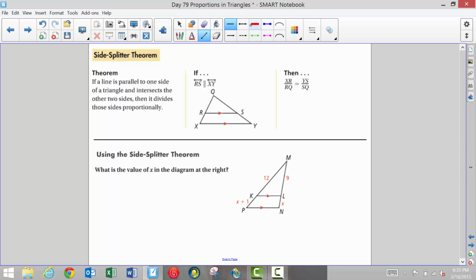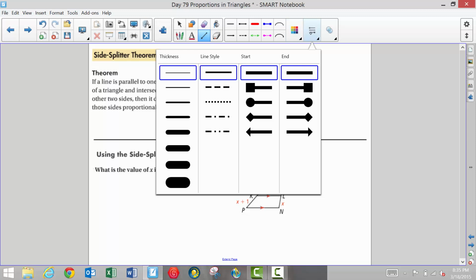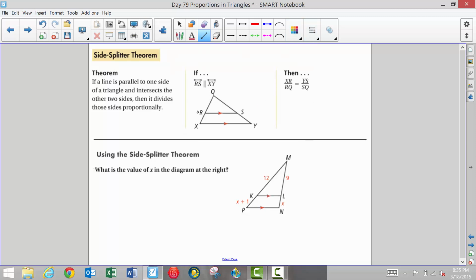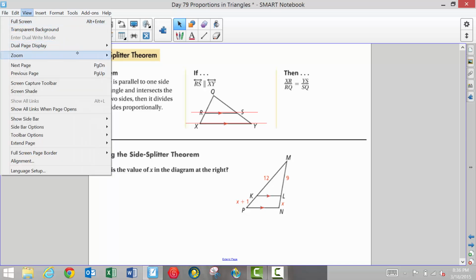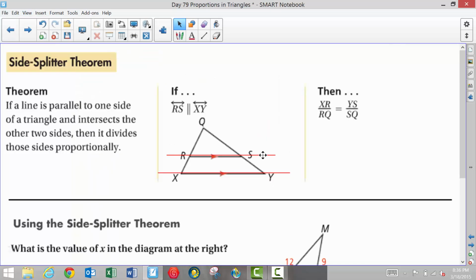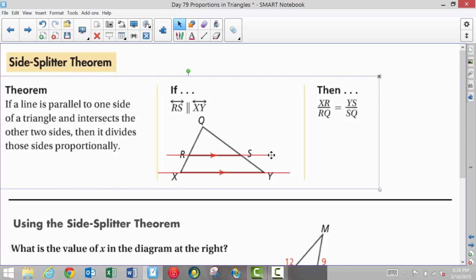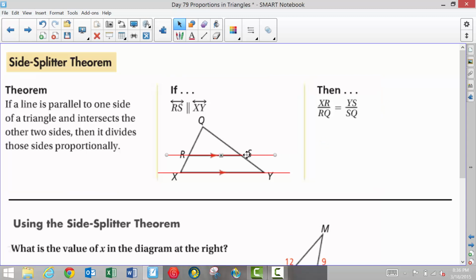So if you have a triangle, and we do, with QXY, it's saying that if you have a line that's parallel to a side, let's be more precise. If you have a line that's parallel to a side of a triangle, you're going to have a proportion created from the intersection. So here's the example. I have these two red lines, RS and XY. They're parallel because of the arrows. Therefore, I know that XR over RQ is going to have the same ratio as YS over SQ.